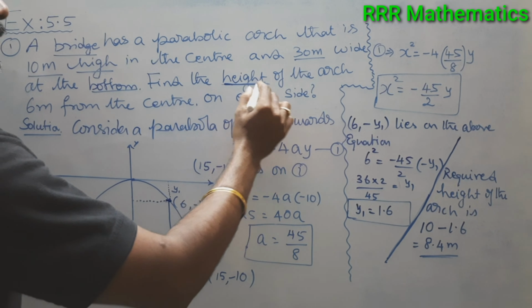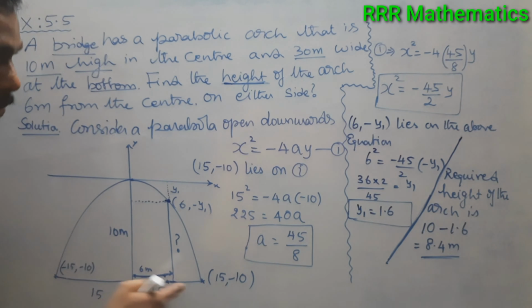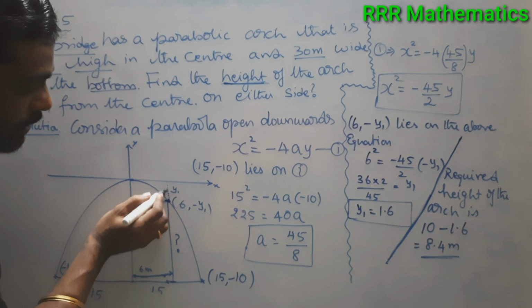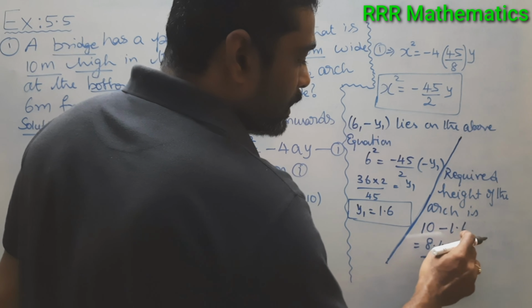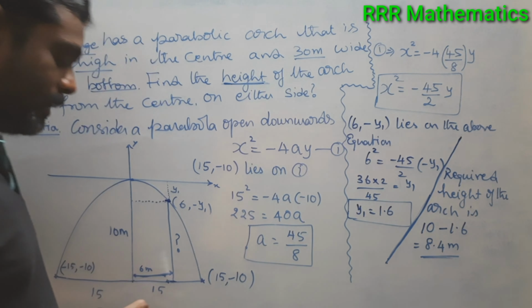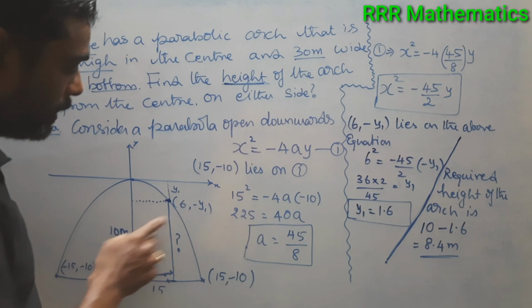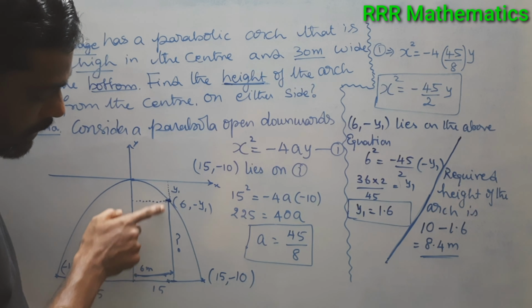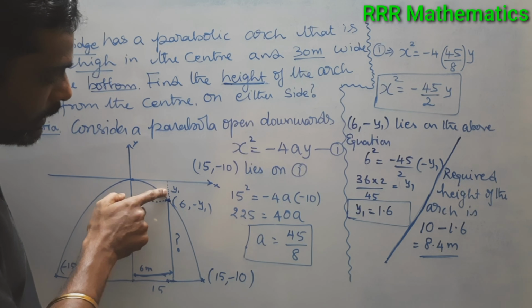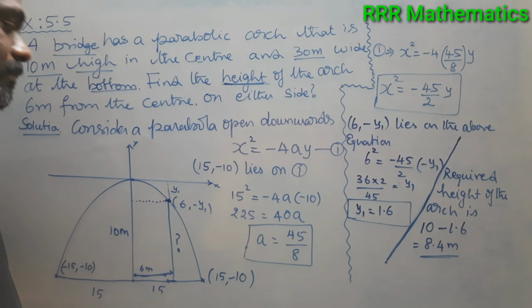Now they are asking the height of the arch, which is nothing but from here to here. The total distance from the x-axis to the bottom is 10. When you subtract this dotted line distance, 1.6, 10 minus 1.6 gives 8.4 meters. That's all. Is it clear? The total height from the x-axis to the bottom is 10. We need this side from here to here. When you subtract the dotted line distance, which is 1.6, 10 minus 1.6 gives 8.4 meters, which is the required height of the arch. Got it?